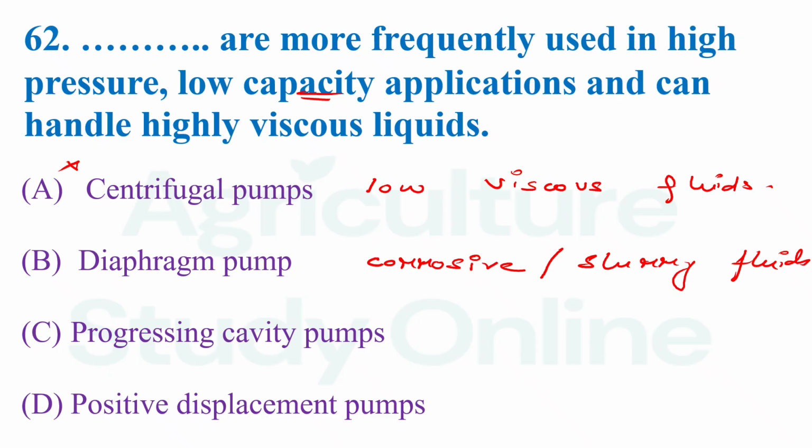Next one, that is progressive cavity pumps. So this is a type of positive displacement pump only, but it is based for high viscous fluids like paste, sludges, creams, or any syrups. So it is used in high pressure and low capacity operations, and it even gives a smooth and non-pulsative flow. So over here our correct option will be option C. And next, that is positive displacement pumps. So it's just a general term of this progressive cavity pumps.